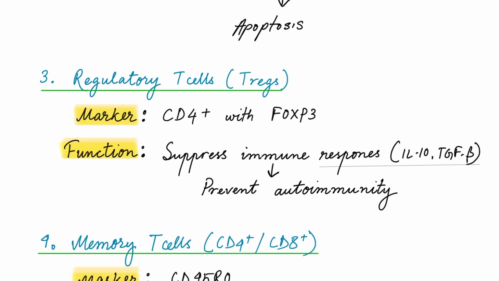Now, what is the function of regulatory T cells and how do they maintain immune balance? Regulatory T cells are usually CD4 and express a critical transcription factor called FOXP3. Their function is to suppress overactive immune responses and maintain self tolerance, preventing the immune system from attacking the body's own tissues, called autoimmunity. They achieve this by secreting anti inflammatory cytokines such as interleukin 10 and transforming growth factor beta or TGF beta, which inhibit the activity of other immune cells.